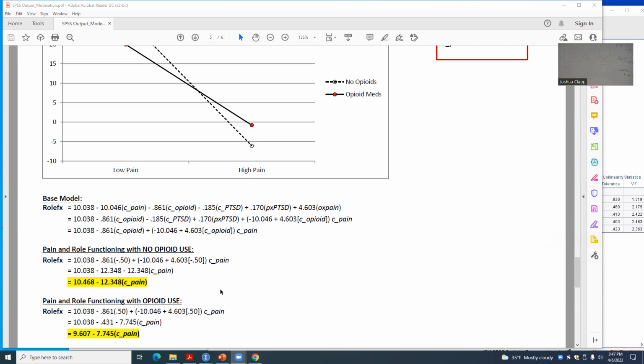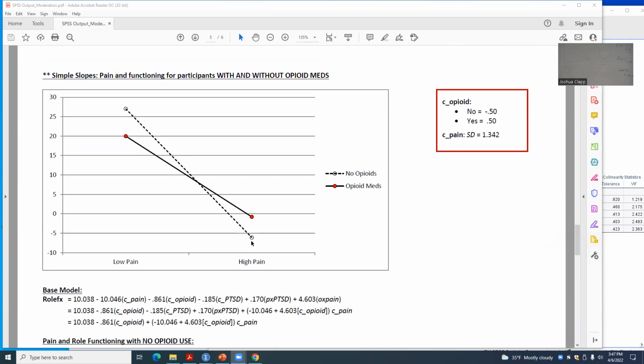Outside of the coefficients. What's different about this interaction than the one that we did before? In terms of the component variables. Yep, opiate use is dichotomous.